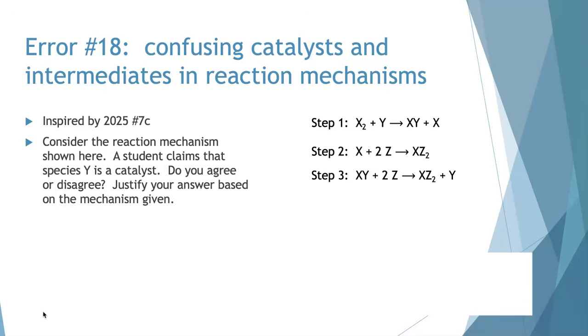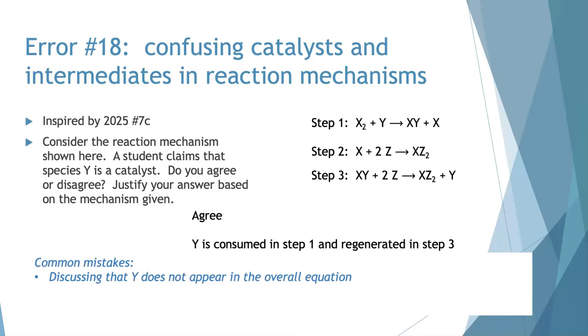Consider the reaction mechanism shown here. A student claims that species Y is a catalyst. Do you agree or disagree? Justify your answer based on the mechanism given. So if you look at the mechanism, in step 1, Y is a reactant. And then in step 3, it's a product. So I agree that Y is a catalyst in this mechanism because it's consumed in step 1 and regenerated in step 3.